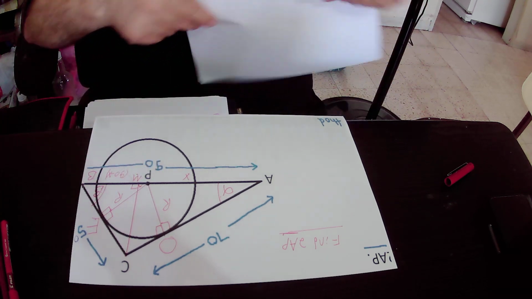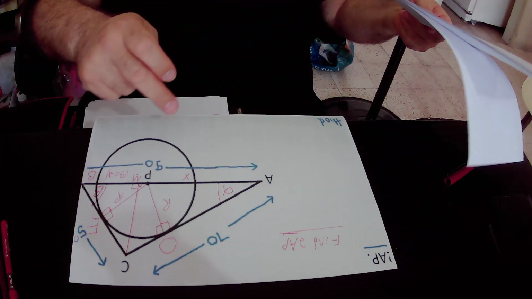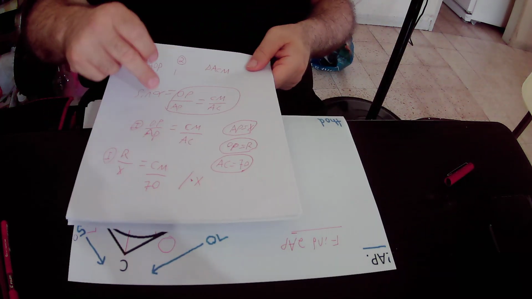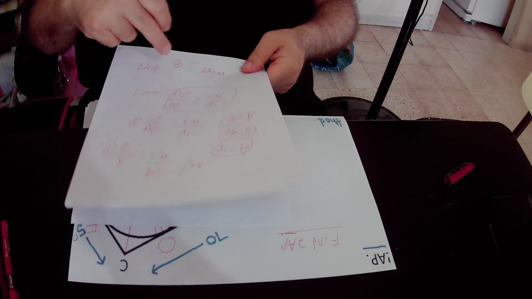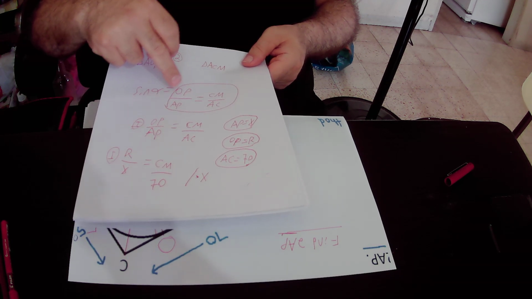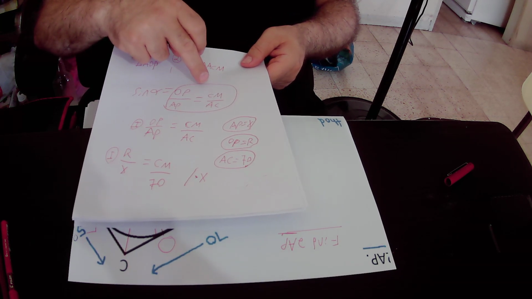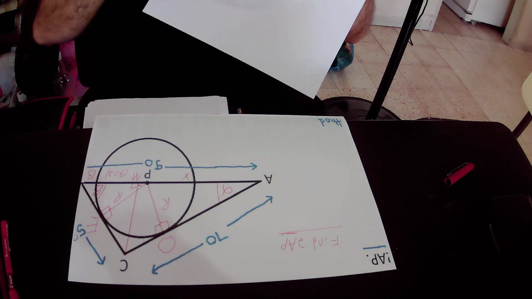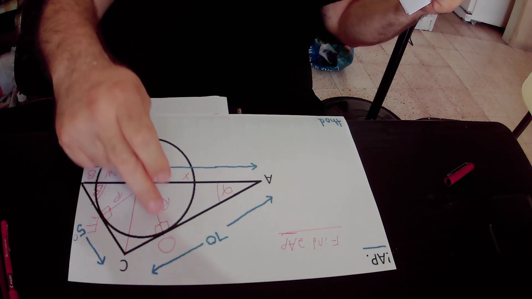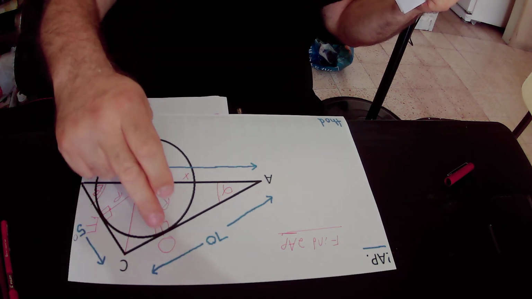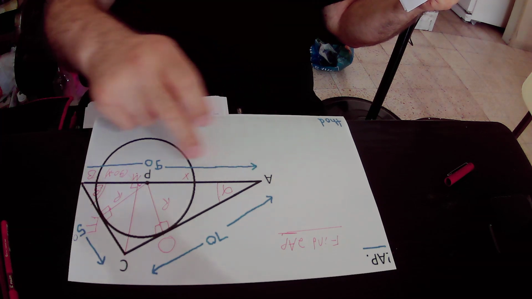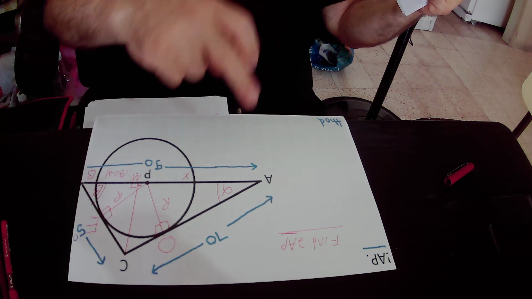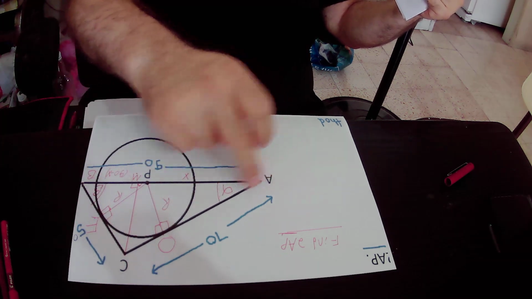Or in total, when we relate these two right triangles, sine alpha equals OP over AP, that equals CM over AC. But we know that OP is the radius of the circle, so OP equals R, AP equals X according to our definition, and AC equals 70 units.